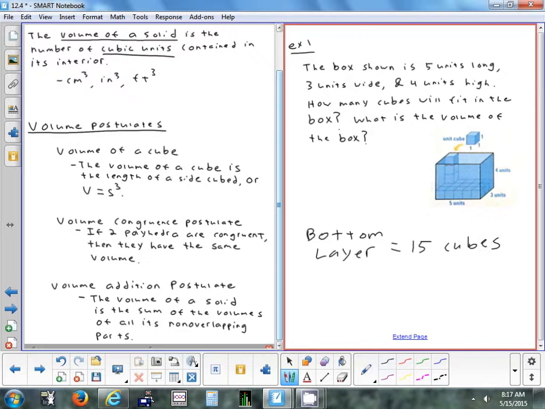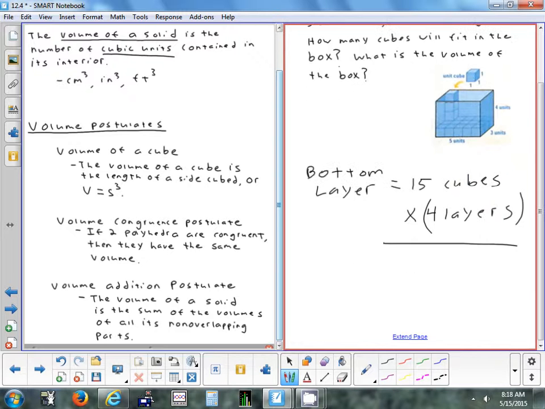And then how many of those layers could we stack on top of each other to get it to the top of the box? Jim? Yeah? 4, yeah. If you stack 4 of those layers, because the box is 4 units high, so we'll times that by 4 layers. So we get 60 cubes.